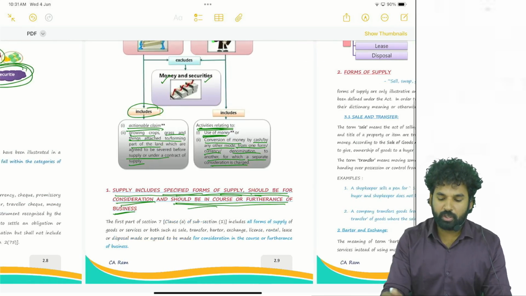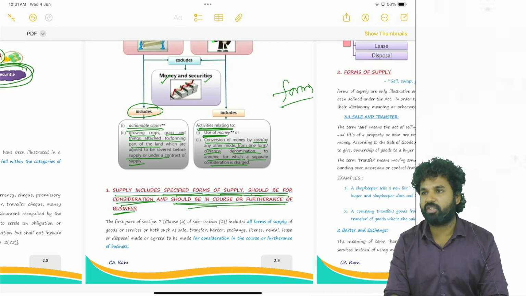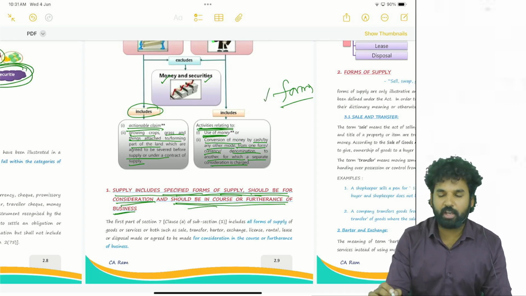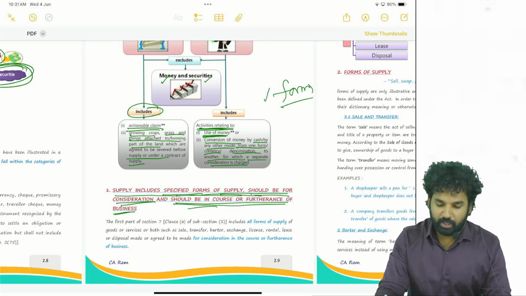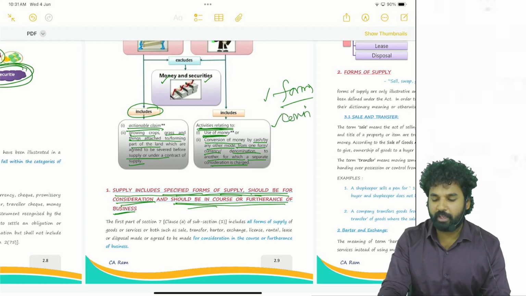So what is that? Forms of supply has to be discussed. Forms of supply means it may be sale, transfer, barter, exchange, lease, license, everything. Forms of supply has to be considered. Next, it should be for consideration. That means consideration shall be taken up.